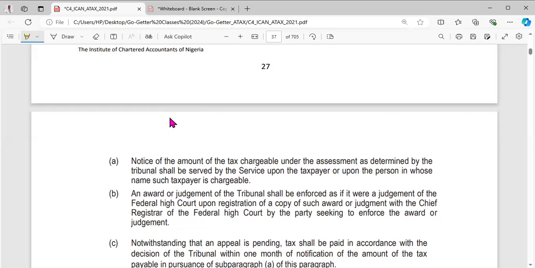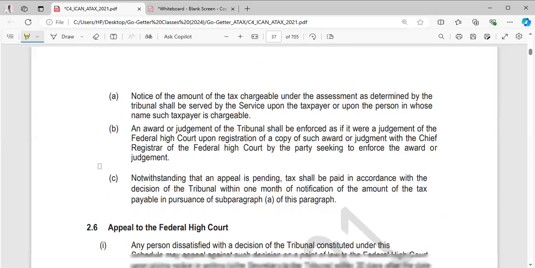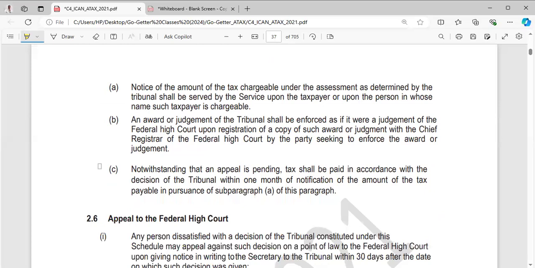All right. Now, notwithstanding that an appeal is pending, tax shall be paid in accordance with the decision of the tribunal within 1 month of notification of the amount of tax payable. So an appeal is pending, they have now made a decision, you have to pay within 1 month.